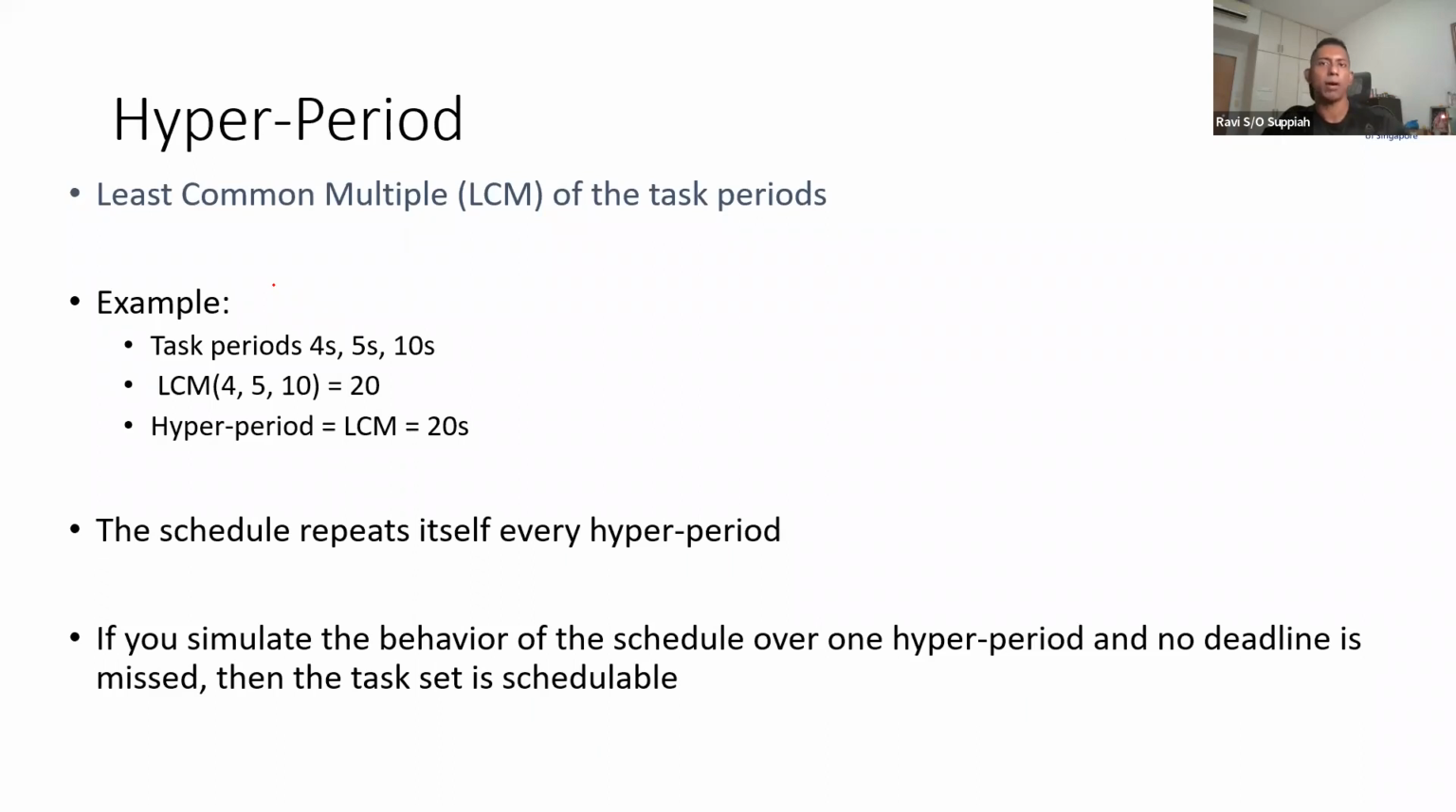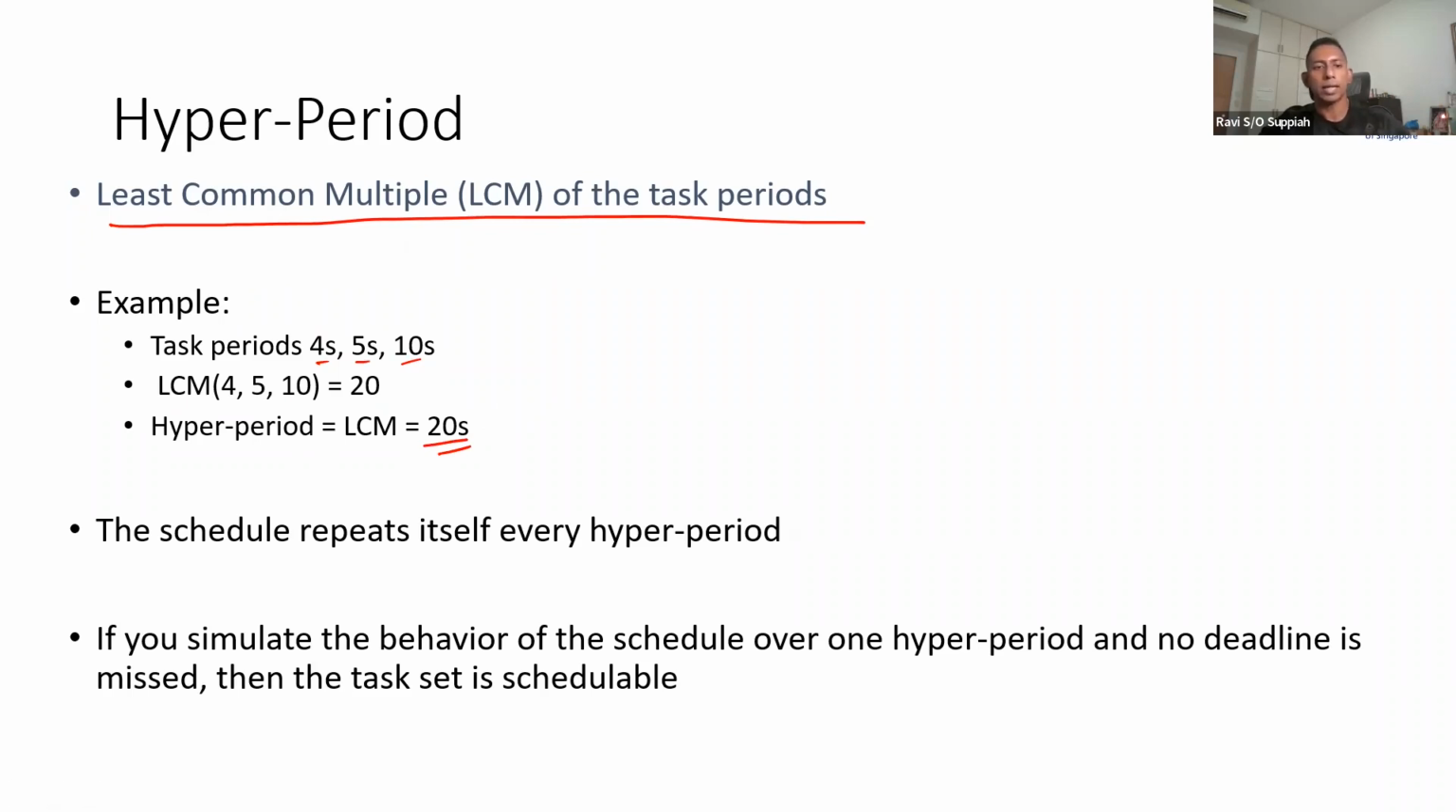So how do you calculate this hyper period? It's very simple. It's just the least common multiple of the task periods. If I have 3 tasks with periods 4, 5, and 10, I look at the least common multiple and I get 20. That means the 20-second mark is the hyper period of the task set that we have.